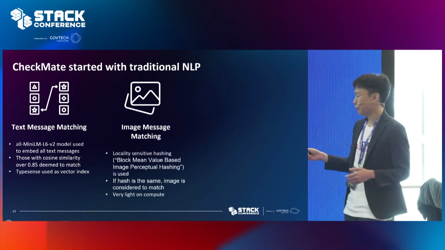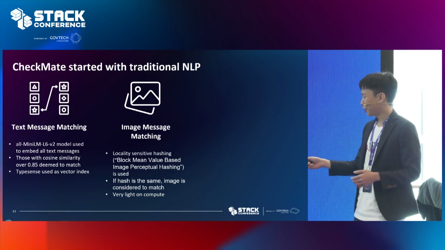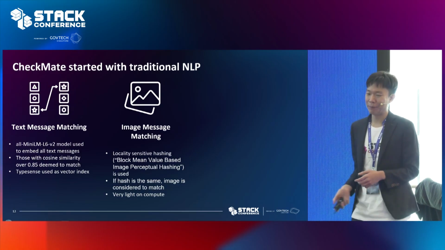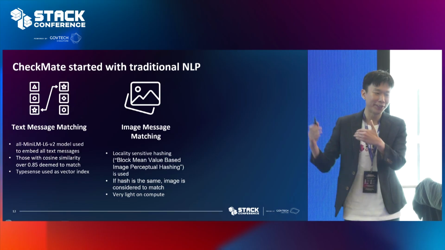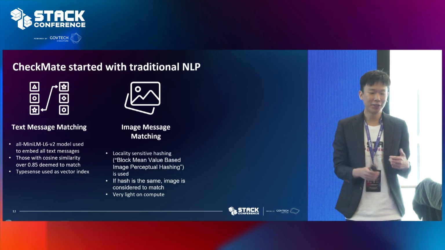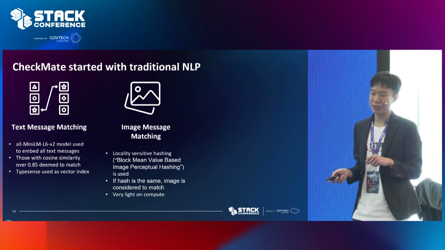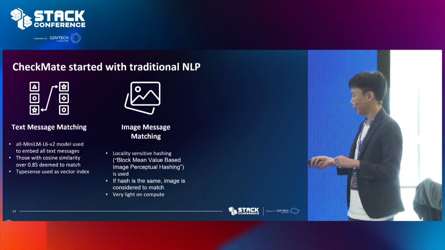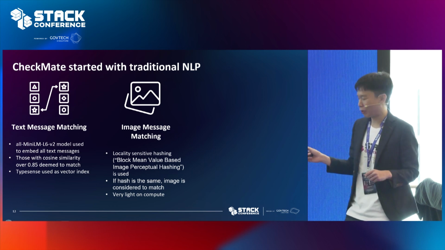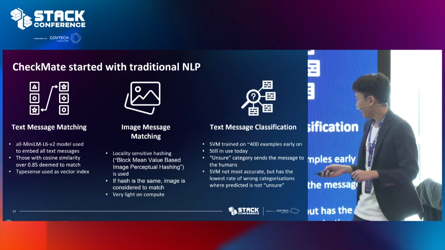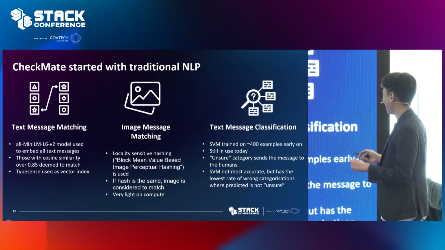The other thing that we do is image matching. For image matching, we use this locality-sensitive hashing algorithm. Basically, if two images are almost the same, they will hash to the same value. So you just compare the hash, and then you can say that the two are the same image. So that was also something that we did. It's very easy. It's very light on compute. Doesn't cost anything.